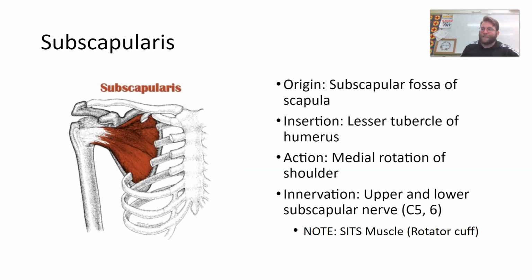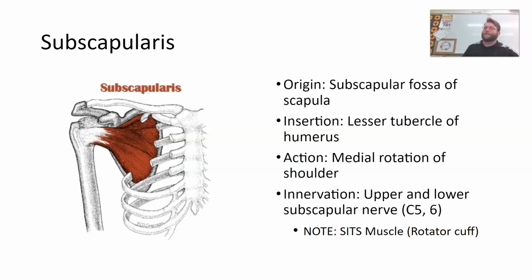The final muscle of your SITS structures is going to be your subscapularis. If you remember, we looked at the scapula, we looked at a fossa called the subscapular fossa. That's where your subscapularis sits. The subscapular fossa, below the scapula, is going to be facing right onto the ribs. And its main job as the subscapularis is to insert, again, on the tubercle, this time more around onto the front, to the lesser tubercle.